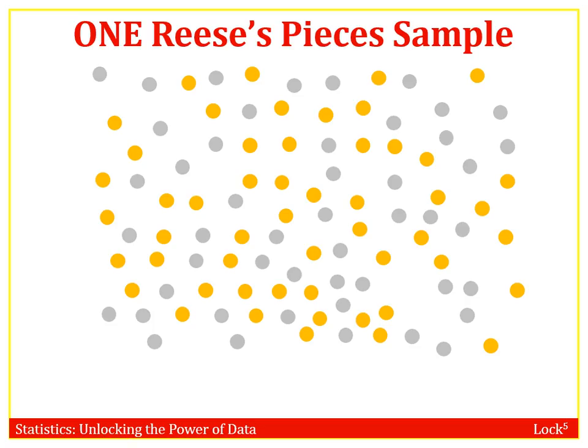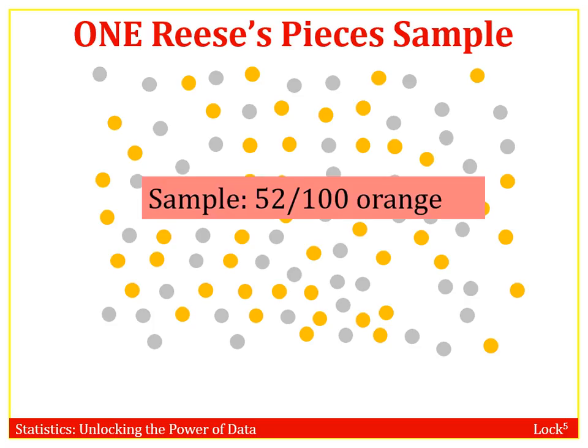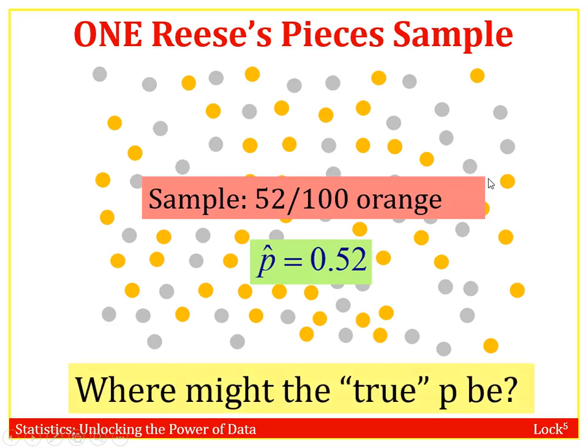To help you understand bootstrap, suppose you have a bag of Reese's Pieces and you were wondering how many orange ones they had. So you dumped it out on the table, moved all the orange ones together, counted them out of the total, and you discovered it was 52 orange ones out of 100. So that is our sample proportion. Notice the hat right here means it's from a sample. But the question is, what would be the true proportion out of all Reese's Pieces? What's the proportion of orange?